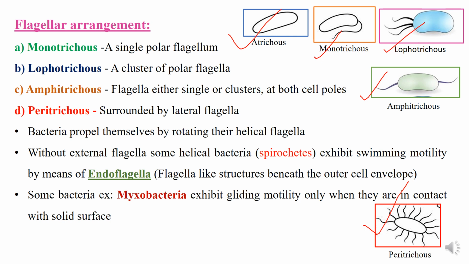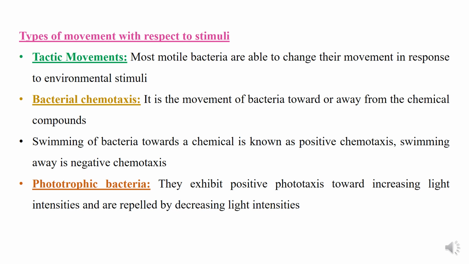The remaining bacteria exhibit movement with the help of flagella of different types like monotrichous, lophotrichous, amphitrichous and peritrichous flagella. And we can observe different types of movements in response to external environmental stimuli. Such movements in bacteria we call tactic movements. That is, motile bacteria are able to change their movement in response to environmental stimuli. So that is known as tactic movement. There are two types: chemotactic movement and phototactic movement.